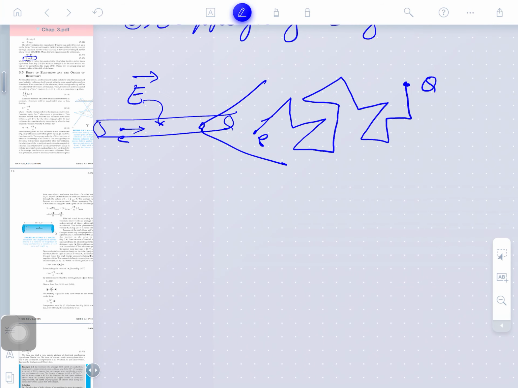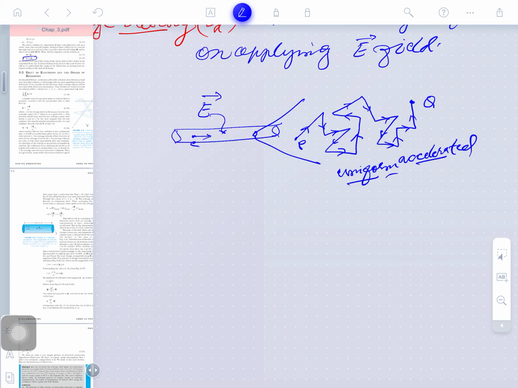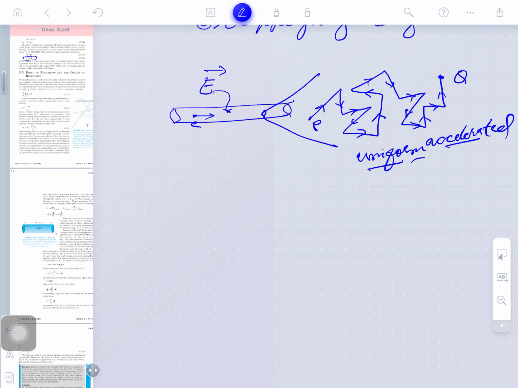Different velocities are acquired here: V1, V2, V3, and the direction is changing continuously. So what we can speak here, this is uniform accelerated motion, because we will take it so here. Uniform accelerated motion is caused due to that.